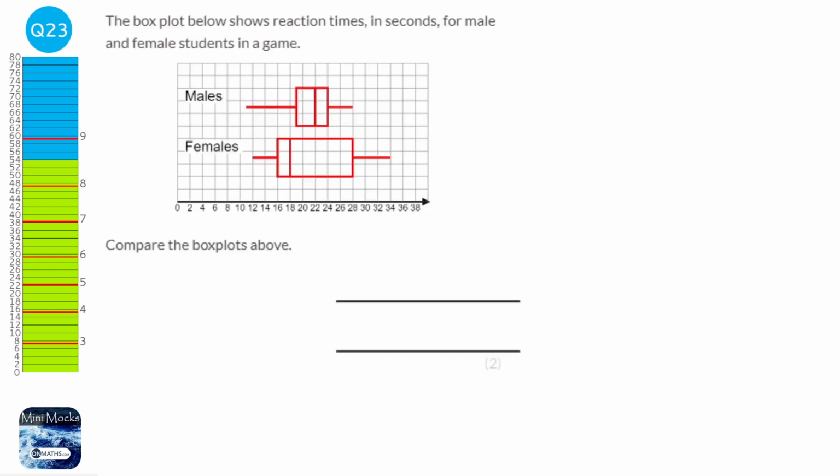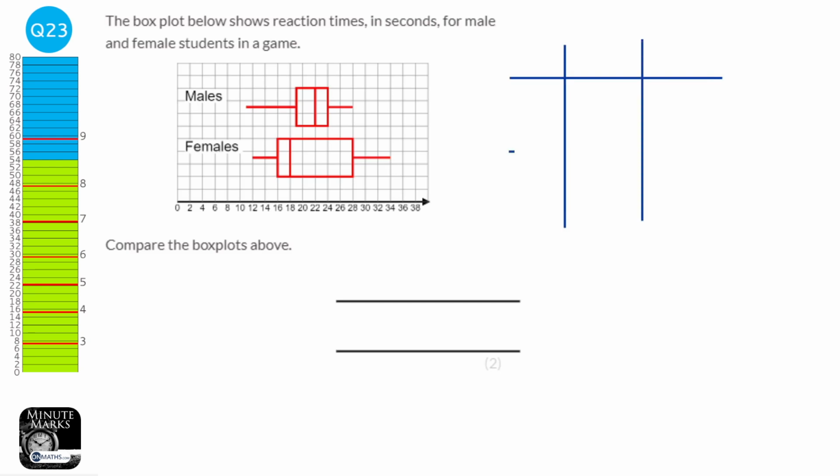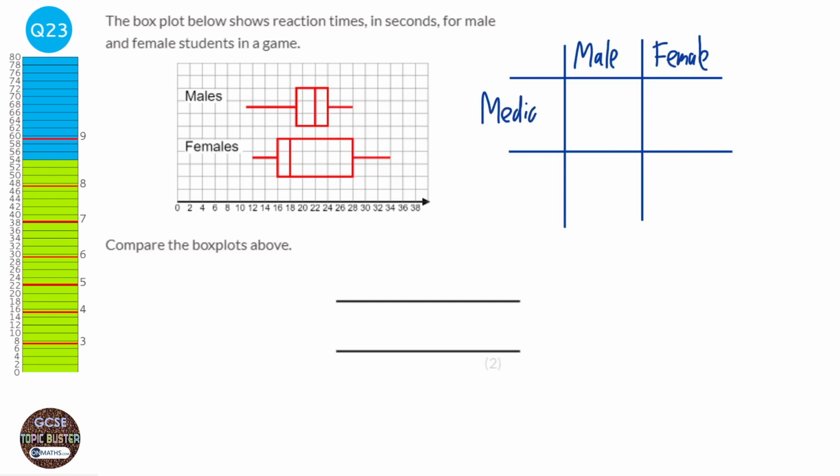Whenever we're asked to compare two box plots or two cumulative frequency graphs or a cumulative frequency graph and a box plot, you're always going to be comparing two things. You're going to be comparing the median and the interquartile range. Now if we do a little table, like a good table, and we've got male and female, and we're going to work out the median, which is the first thing we have to compare, and the interquartile range. And it can actually just be the normal range. We don't need to pick the interquartile range.